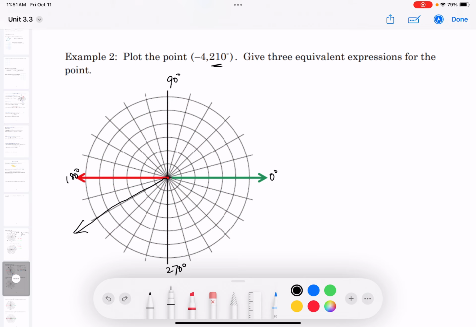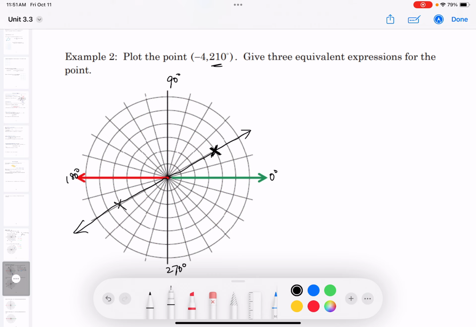Okay, so this angle is 210 degrees, and then the R is negative 4. I'm not plotting 1, 2, 3, 4 here. I'm not plotting this point. I'm going backward. So going backward, the terminal side is here, and 1, 2, 3, 4. So this is my point. Okay, so I plot a point here.